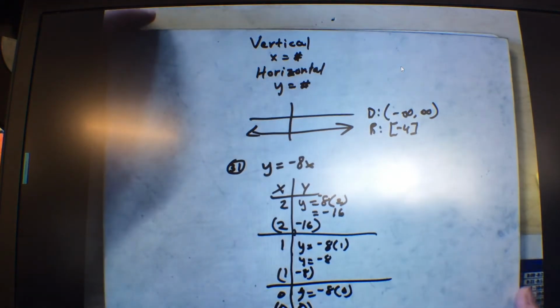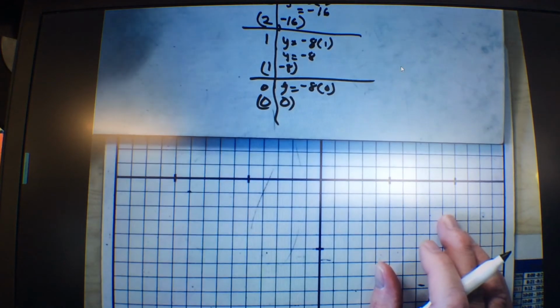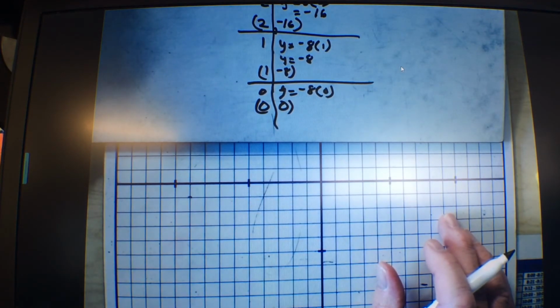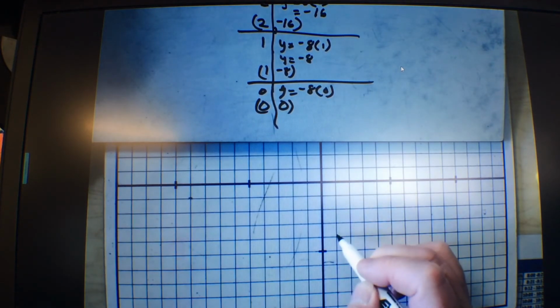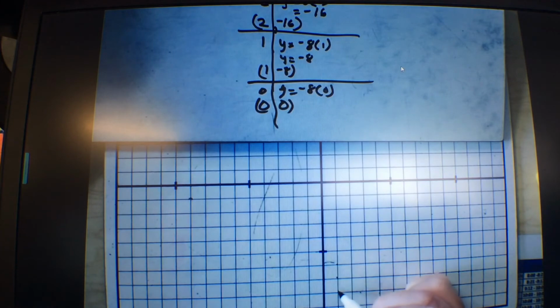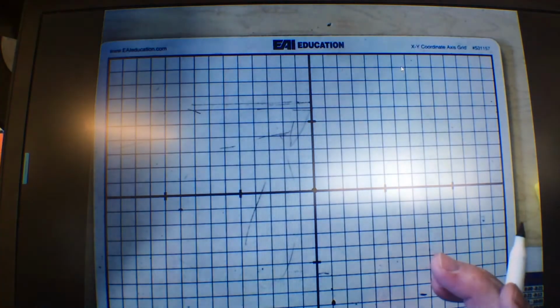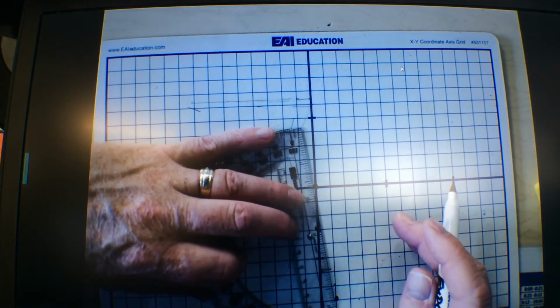Now, I can graph all three of them, right? I don't know if you can see this. I don't want to graph 2 and negative 16. It's huge, isn't it? But I can graph 1 and negative 8. So 1, 1, 2, 3, 4, 5, 6, 7, 8. I can graph that one, and I can graph 0, 0. And then I use a straight edge, and there I have it. Now this is what we call an oblique line.